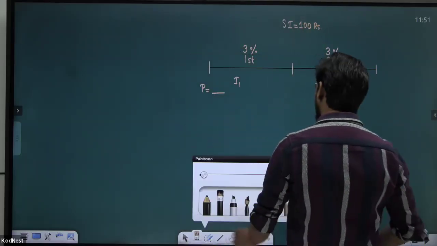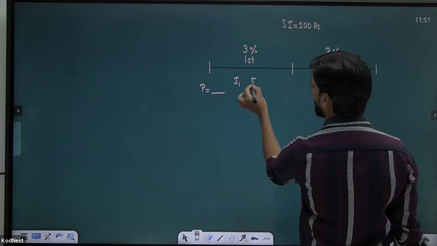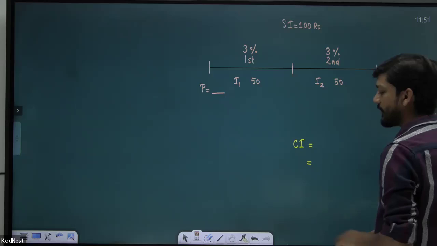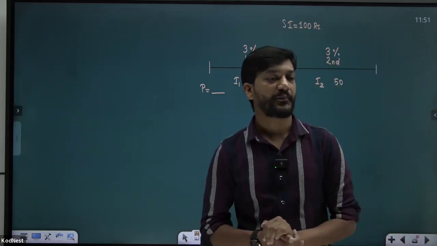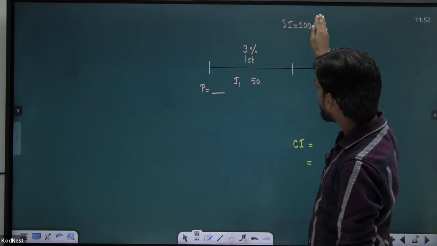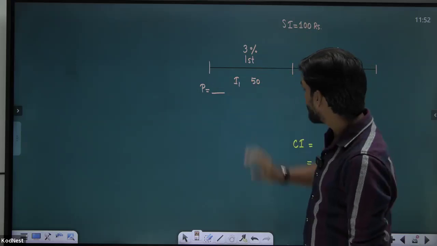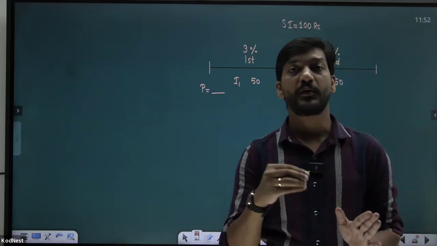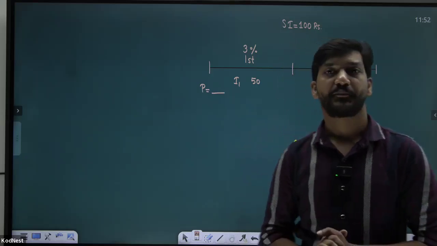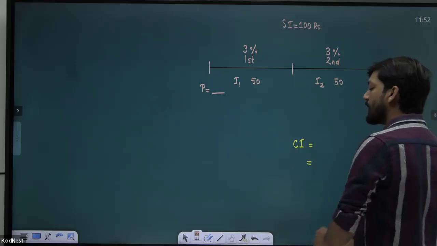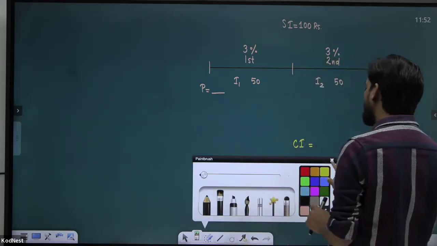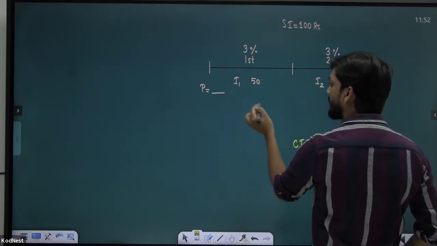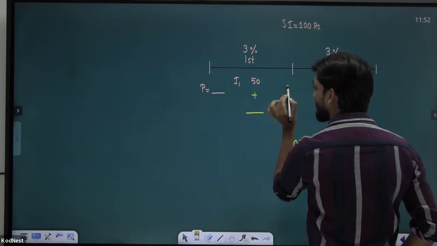So that means it will be equally divided. So 50 rupees for first year, 50 rupees for second year. As per the concept of simple interest, we get interest on principal. So interest on principal is already written. What we have to write now is compound interest. In compound interest, we get two things. One is interest on principal, which is already written. The other is interest on previous interest.